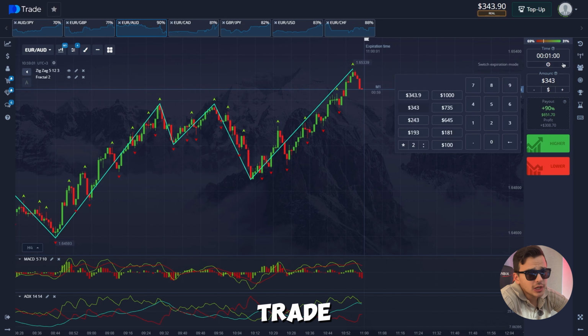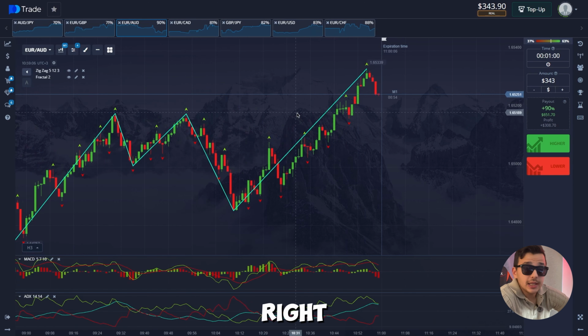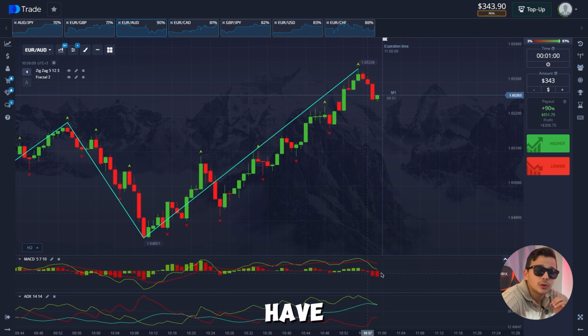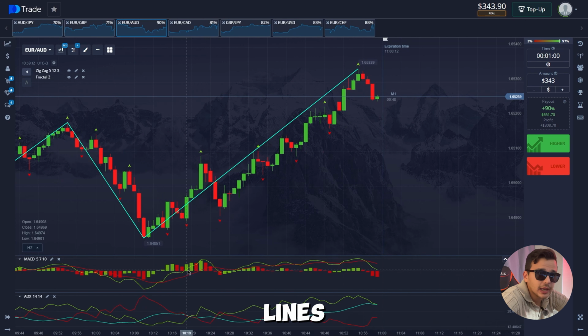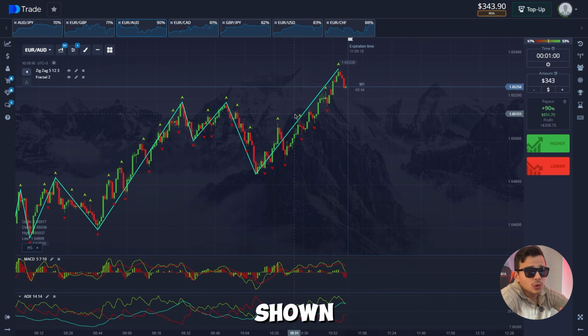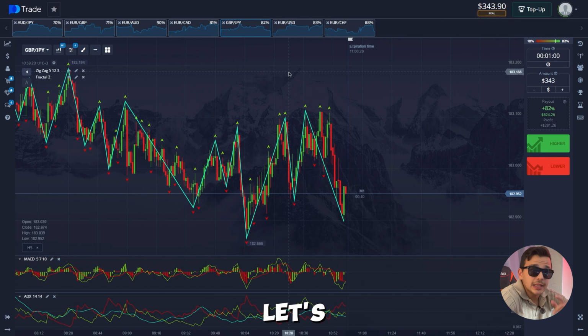Change the amount of the trade value. Absolutely good signal we have here. We got the right signal. I think you already remember that you have to look at the crossover of the moving lines, also at the volumes shown on the histogram. Now let's pick some other trade entry. Let's pick up the following currency pair.